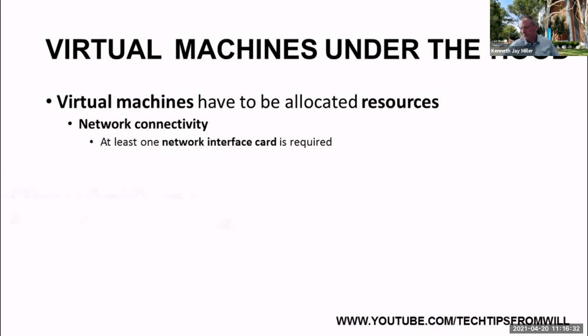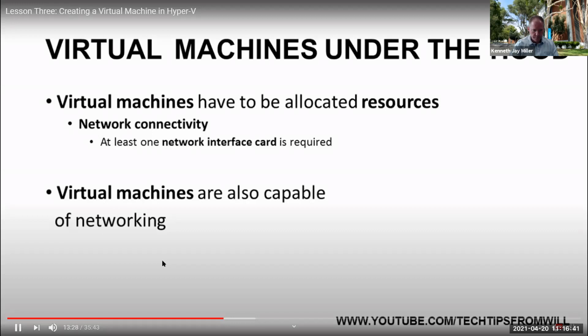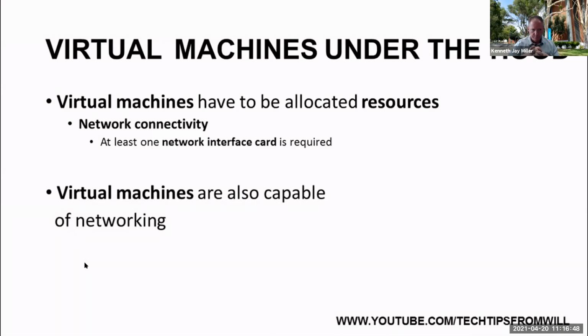Fortunately, virtual machines are also capable of networking. With Hyper-V, you are able to join all of your virtual machines to your network, just as you would a new physical computer. However, before a virtual machine can be added to the network, you first have to create at least one virtual switch. Virtual switches provide virtual machines with network connectivity. You can think of virtual switches as network adapters for virtual machines.